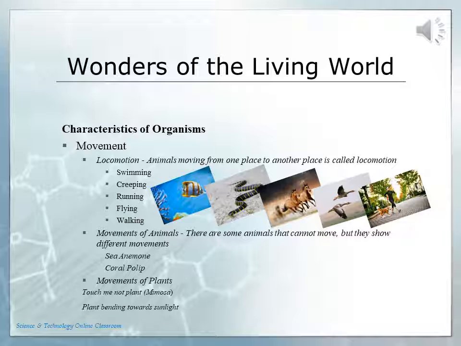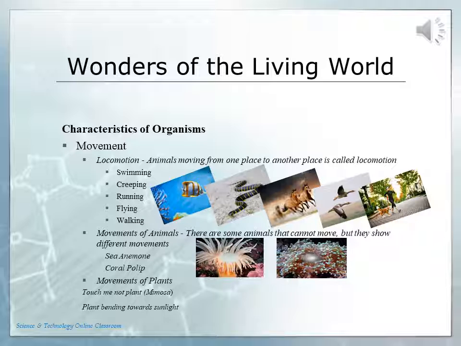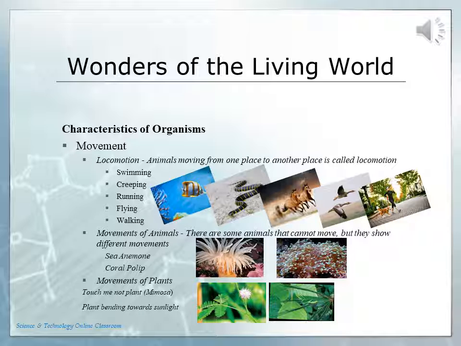There are some animals and plants that cannot move, but they show different movements. Movements of animals. Sea anemone, coral polyp living in oceans are such animals. Movement of plants. After a touch, the leaves of a touch-me-not mimosa plant shows a sleeping movement. Also, Albizia, Sisbenia, tamarind leaves show sleeping movements in the evening. Although plants show many other movements, they cannot be observed during a short period of time.